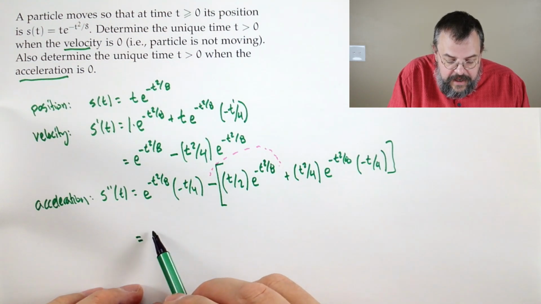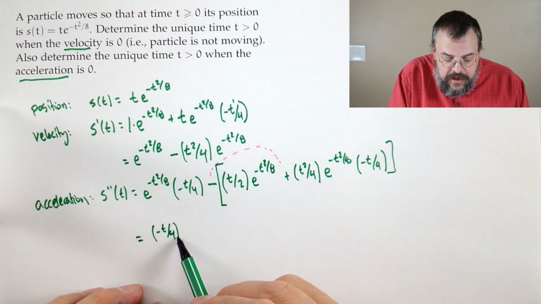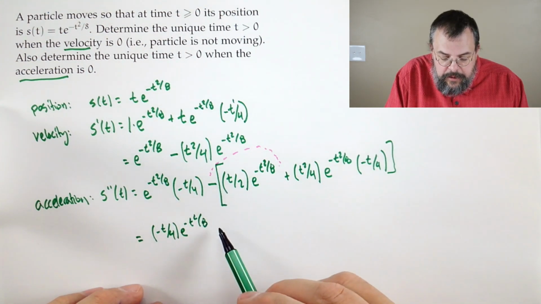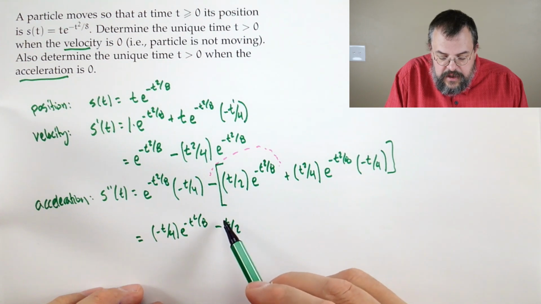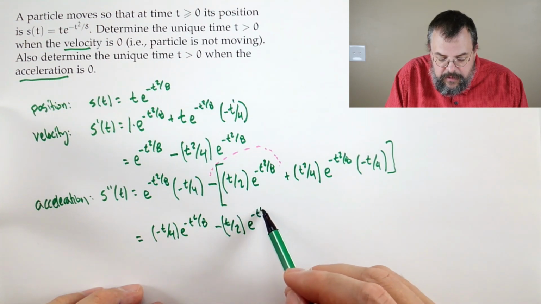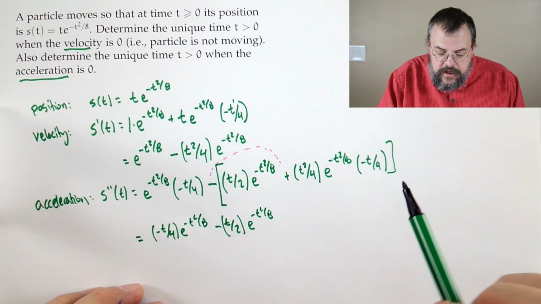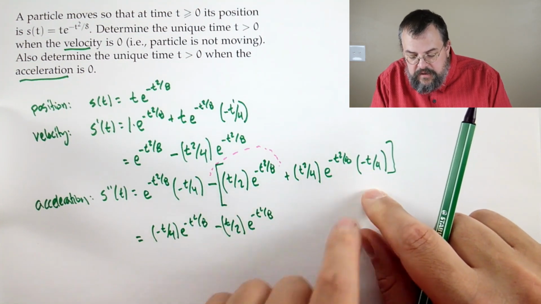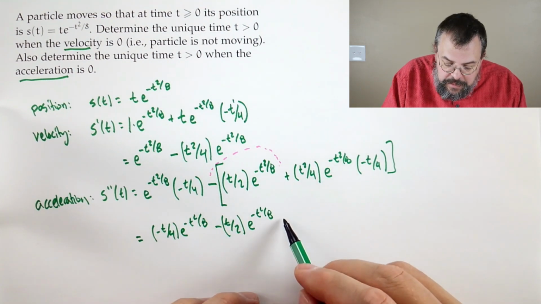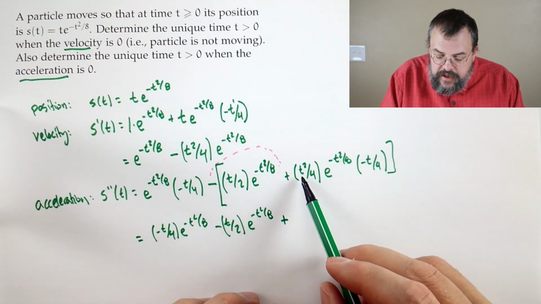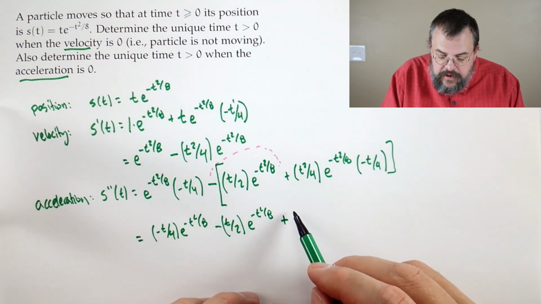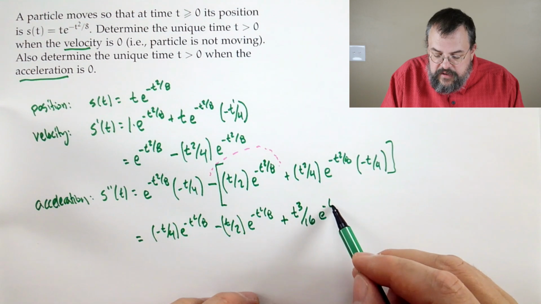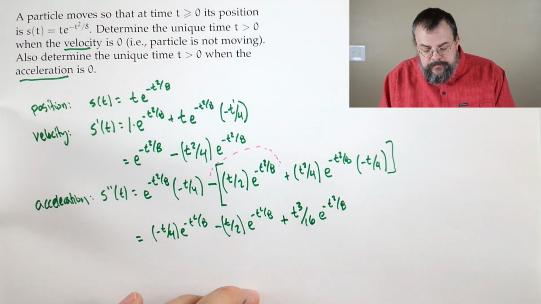So let's see, we have a minus t over 4, e to the minus t squared over 8. And then here we'll have a minus t over 2, e to the minus t squared over 8. And then here, let's be careful with our signs. We have a minus, a plus, and a minus. So if we put all that together, we'll get a plus. Then here we have a t squared over 4, t over 4. So that would be a t cubed over 16, e to the minus t squared over 8.